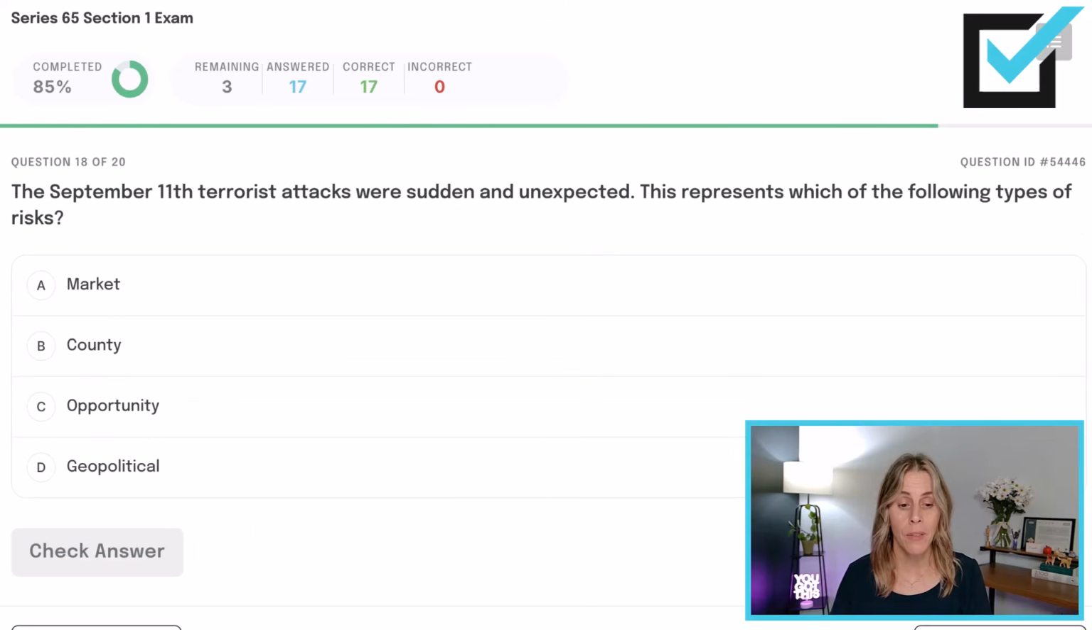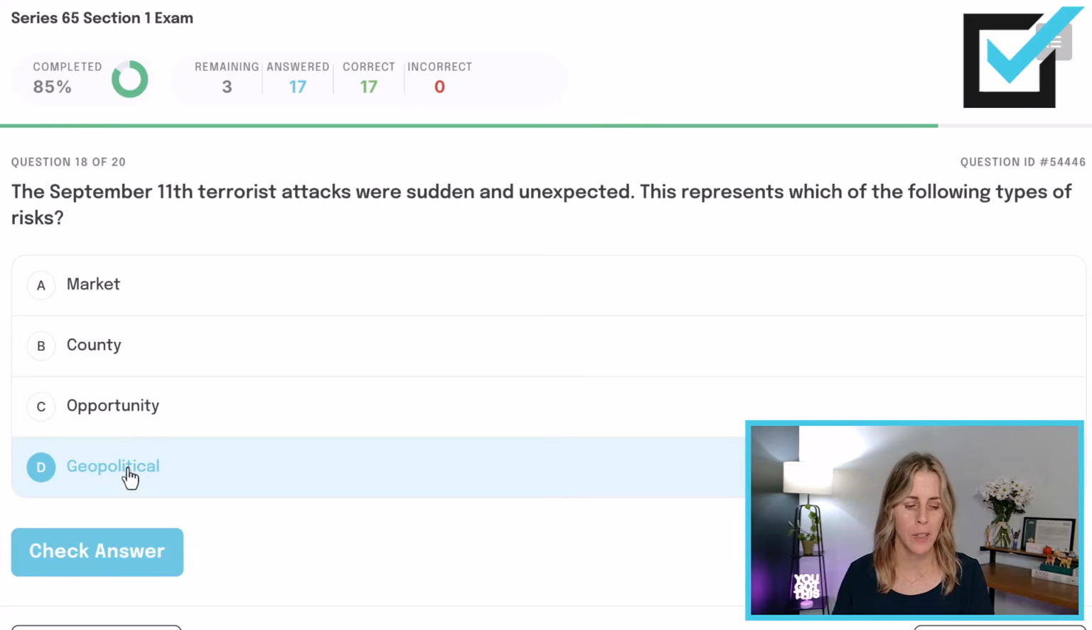The September 11th terrorist attacks were sudden and unexpected. This represents which of the following types of risks? Market, country, opportunity, geopolitical. This represents a type of risk that is being studied more and more today, and that is what is called geopolitical risk. So geopolitics. If I was going to go back to school and get my PhD, I might study geopolitics as it relates to economics. I find that just fascinating.